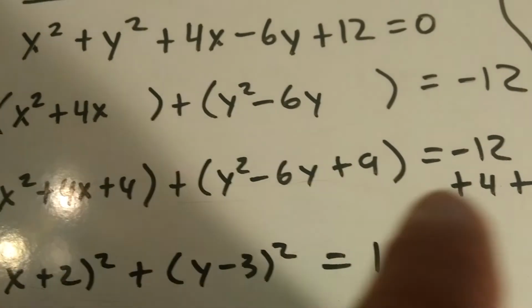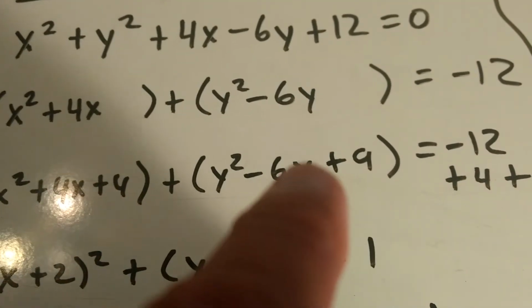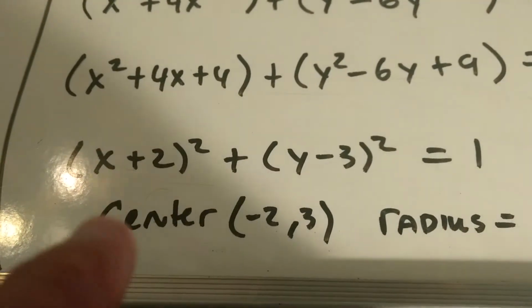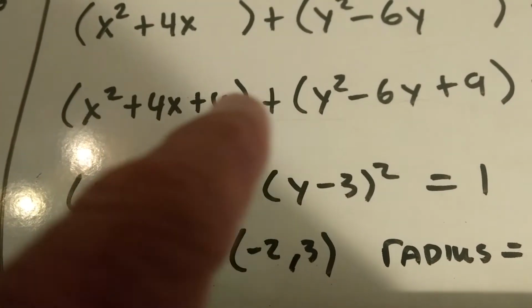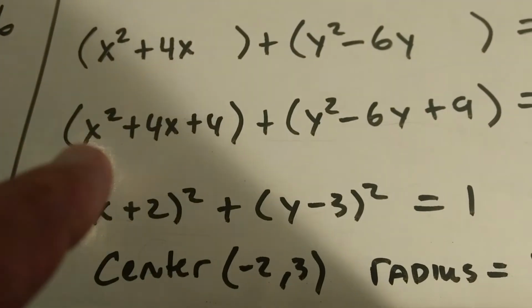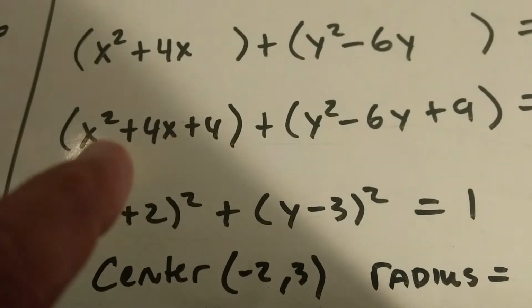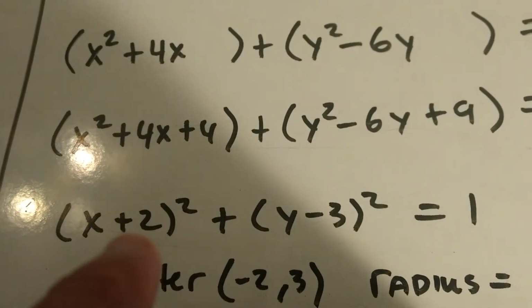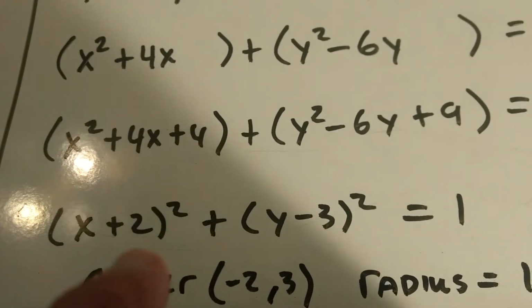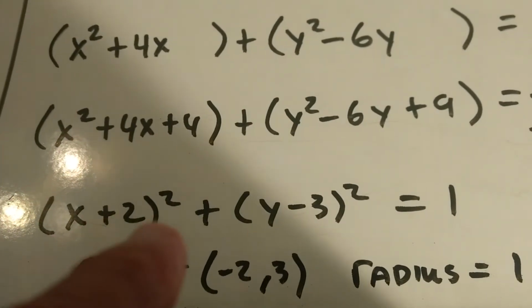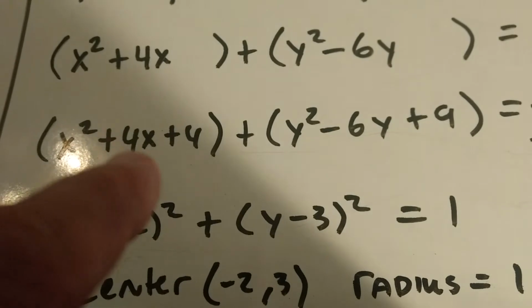So if we add 4 here, we've got to add 4 on this side. If we add 9 here, we've got to add 9 on this side. Doing our math, what happens is this is a perfect trinomial square. So to put it in factored form, we take the square of the first term, which is x, keep the middle sign, take the square of the last term, 2, and then it's squared. So if we were to take x plus 2 times x plus 2, we would get x squared plus 4x plus 4.